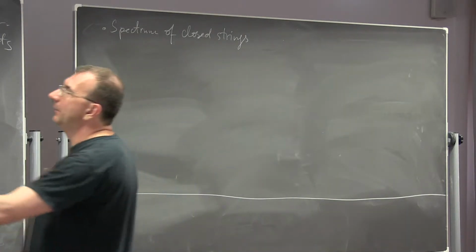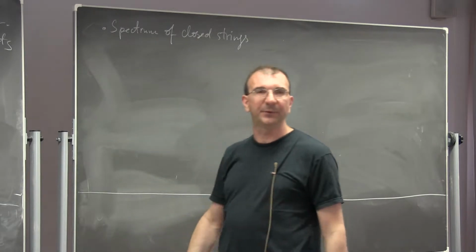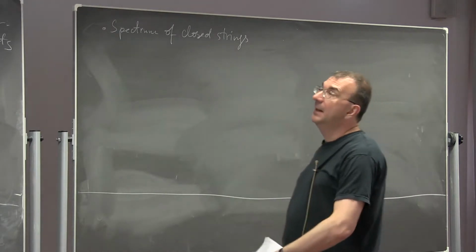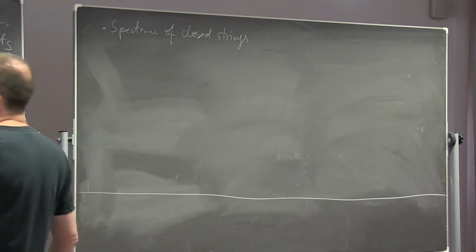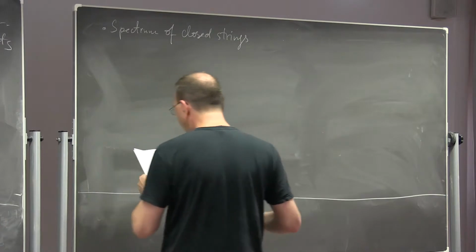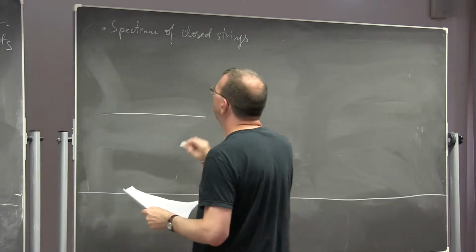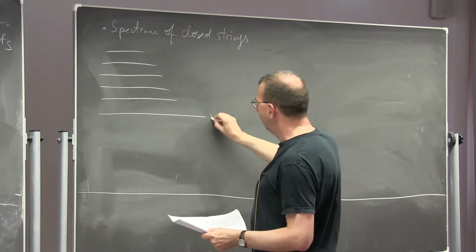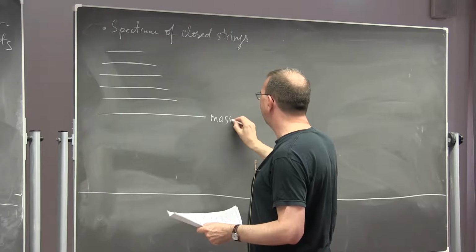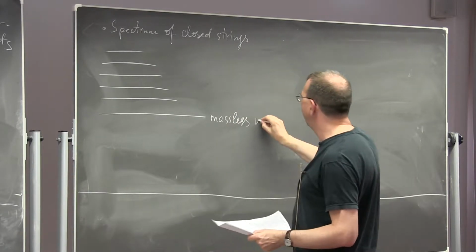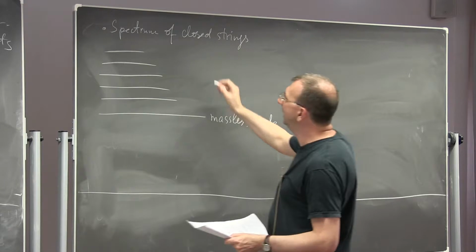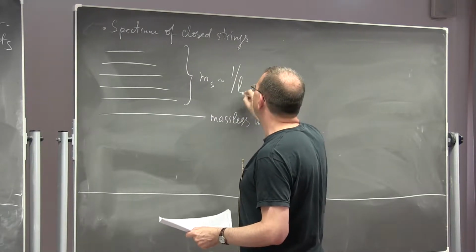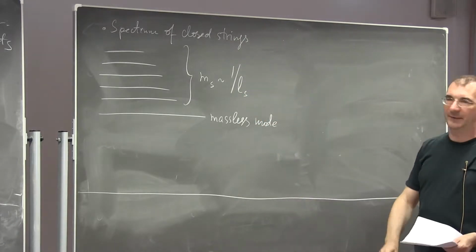It's a little bit more involved than quantizing a harmonic oscillator, but not much, as long as a string is not interacting with other strings. So it's a free string propagating in flat space-time, and the spectrum is well known. There is an infinite tower of modes. There are modes which are massless, and these modes will be of primary importance for us. And then there are massive modes with mass, which is not surprisingly inversely proportional to Ls.